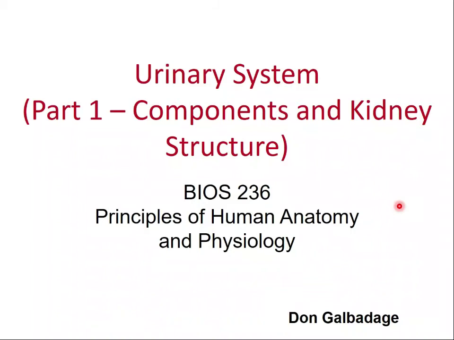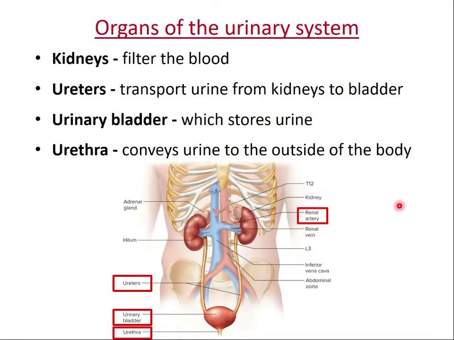In this lecture, we will discuss the urinary system. Part 1, we will look at the different components and the structure of the kidney. There are several organs associated with the urinary system. We have the kidneys, we have the ureters, we have the urinary bladder, and the urethra.